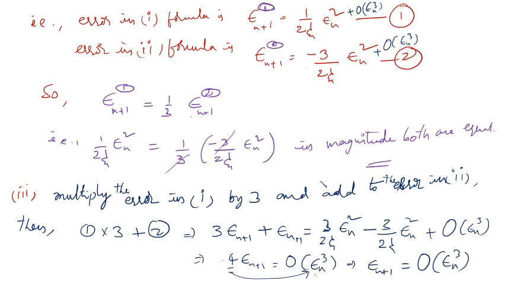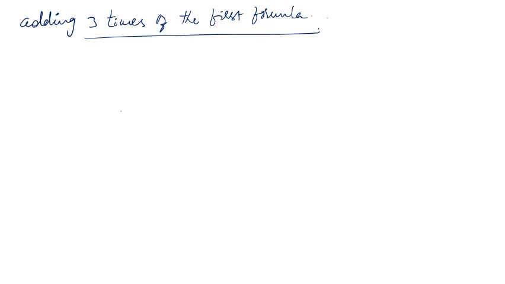Therefore what I am getting, why am I getting this one? By multiplying the error in the first by 3 and adding the second. Now let us see, to derive the third case formula, same theory I am taking: adding 3 times of the first formula, that is 3 into xn plus 1 in expression 1, to the second formula.